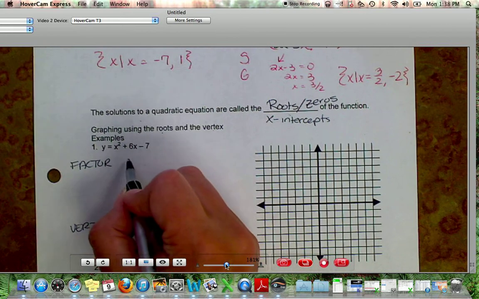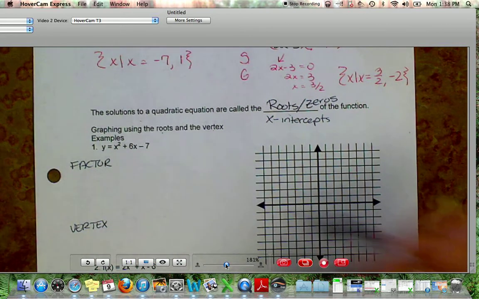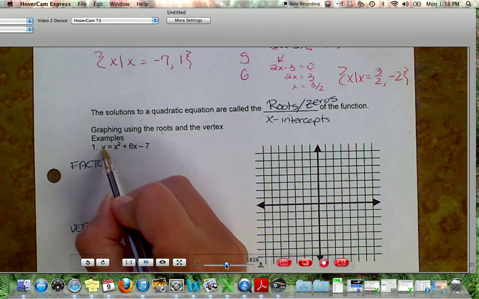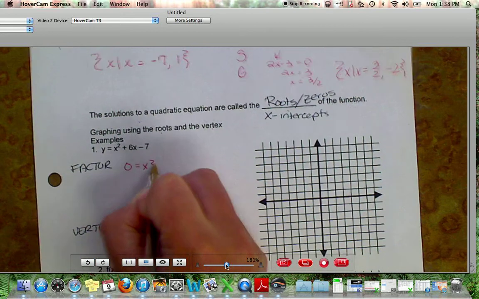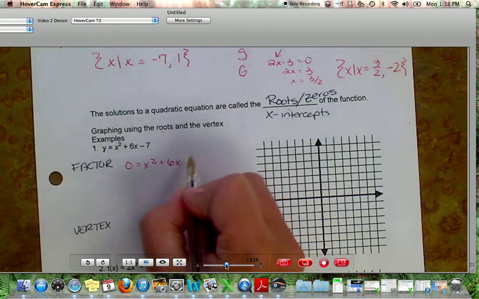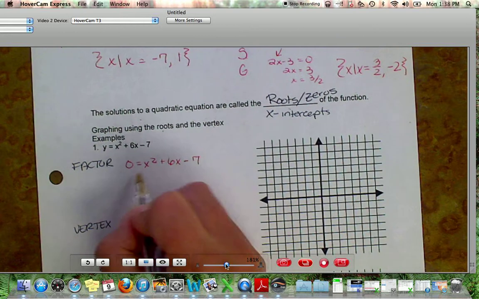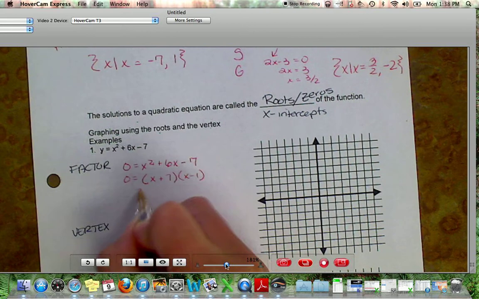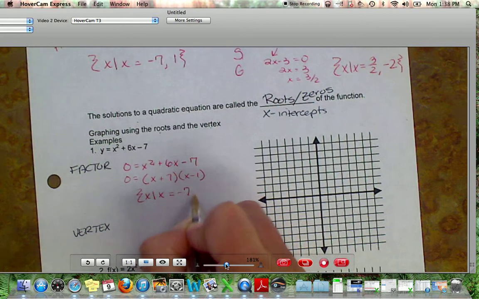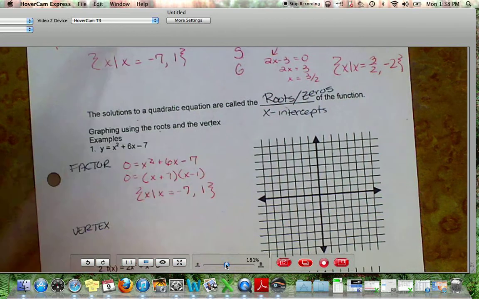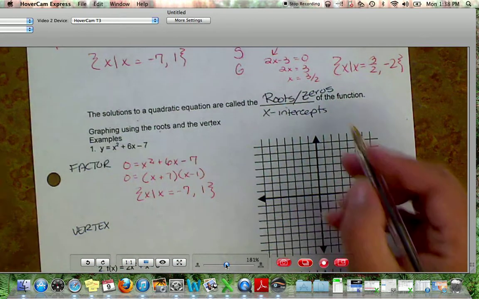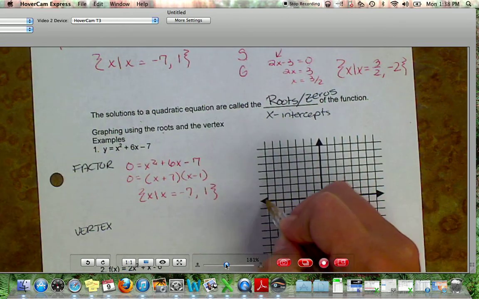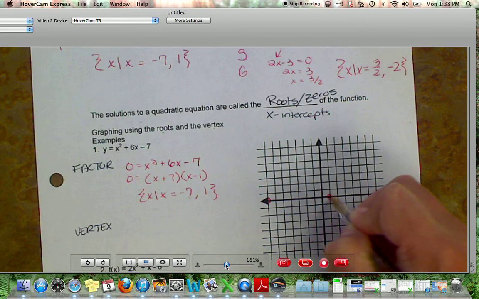Now if we want to find where it crosses the x-axis, then y would be 0. So we're going to plug in 0 for y, and then that will make it look just like the 5-minute check with the 0 on the other side. So we factor it, x plus 7 and x minus 1, and we find our roots. X equals -7 and +1. Exactly the same as the 5-minute check. Those are the x-intercepts. So we graph on the x-axis, -7 and +1.